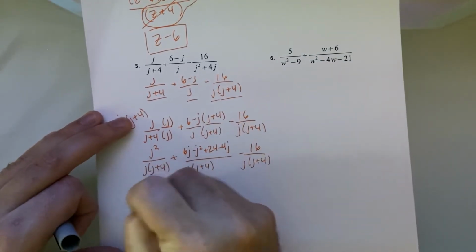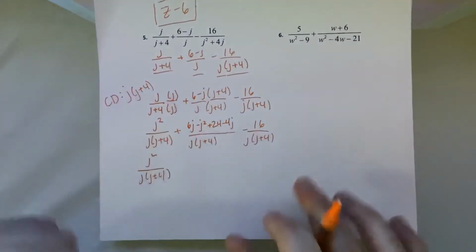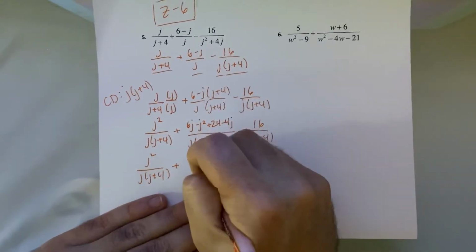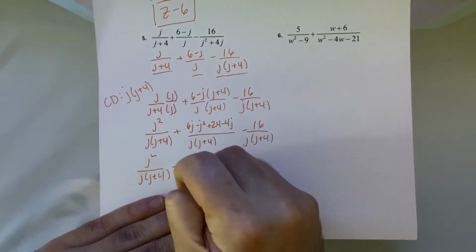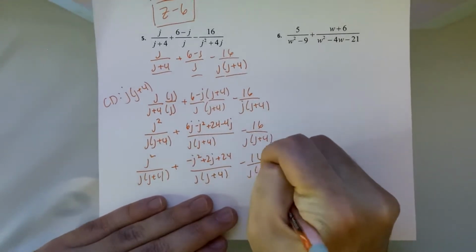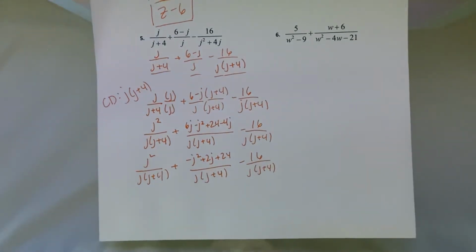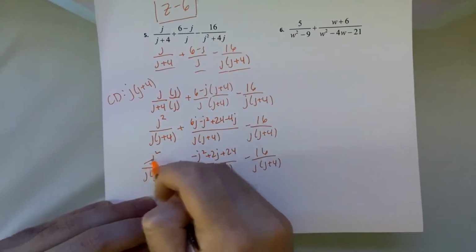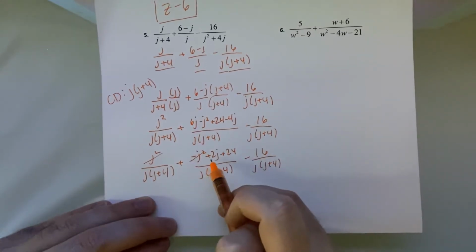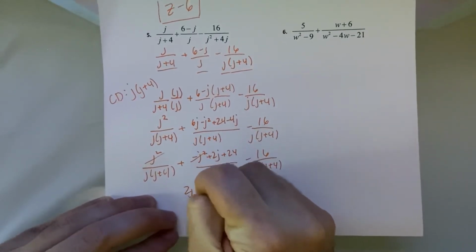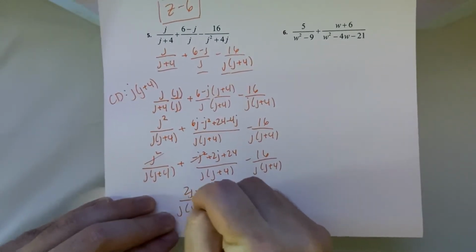So we've got j squared over j times j plus 4, plus, reordering it, negative j squared plus 2j plus 24 over j times j plus 4, minus 16 over j times j plus 4. Okay, let's see what we have here. I'm adding across the numerator and then subtracting. j squared plus negative j squared cancel. So then we have 2j plus 24 minus 16. 24 minus 16 is 8. It's 2j plus 8 over j times j plus 4.